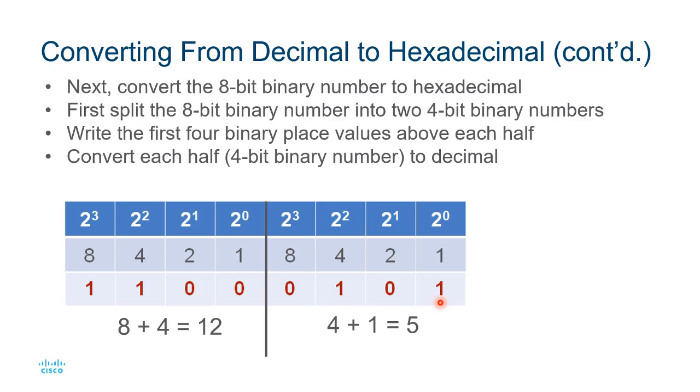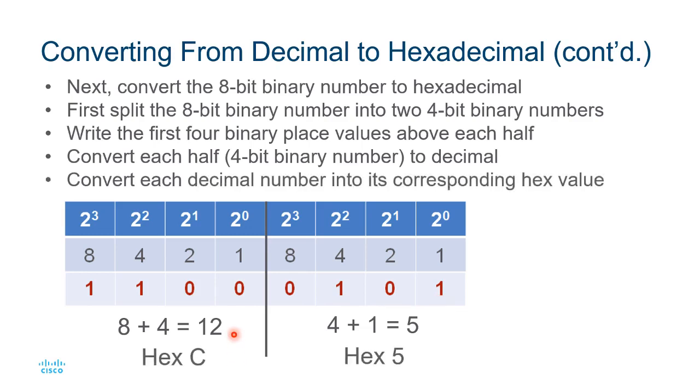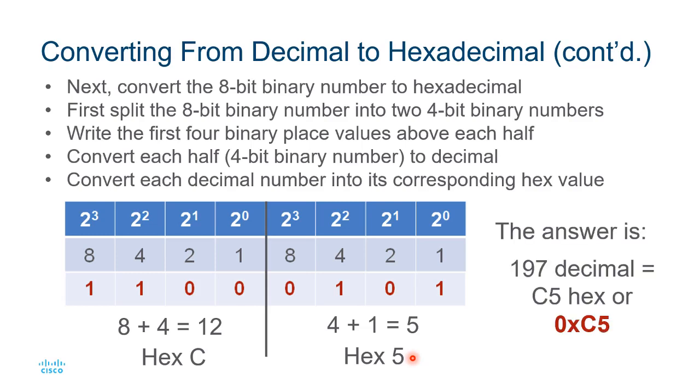If we convert those to hex, 12 decimal is the equivalent of C in hex, and 5 decimal is the equivalent of 5 in hex. Therefore, 197 in decimal is C5 in hex, or it can also be written with a 0x preceding it to indicate that what follows is written in hexadecimal.